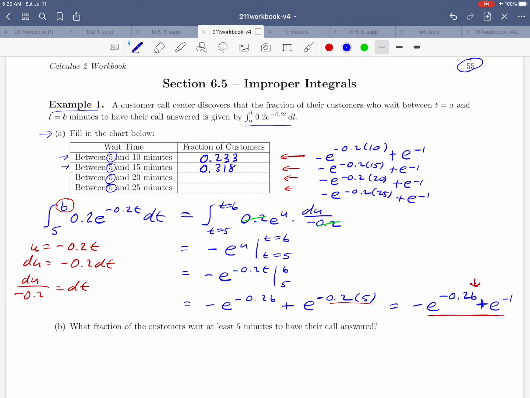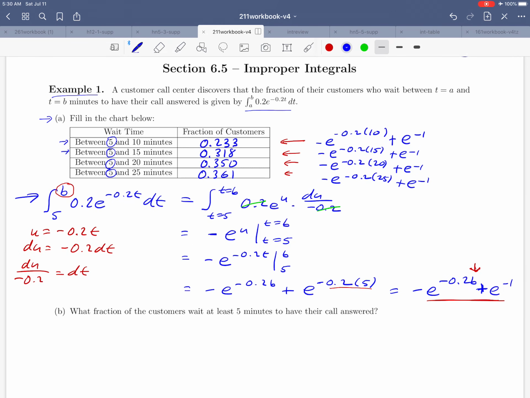Okay, space is a little bit cramped here. And if you do those two calculations, here's what you should end up with. You can double check me. 0.350 and 0.361. Okay, so we can use this integral that we calculated down here to find the waiting time between 5 and any number of minutes.